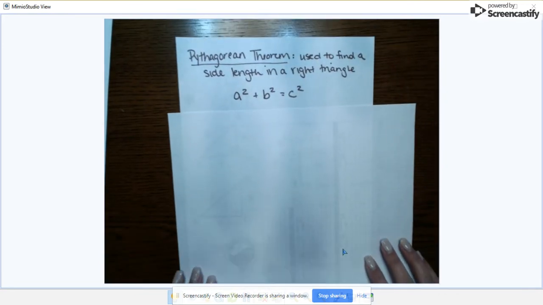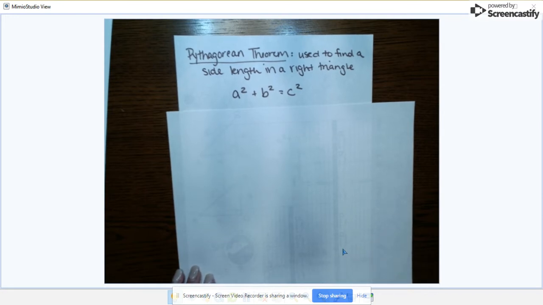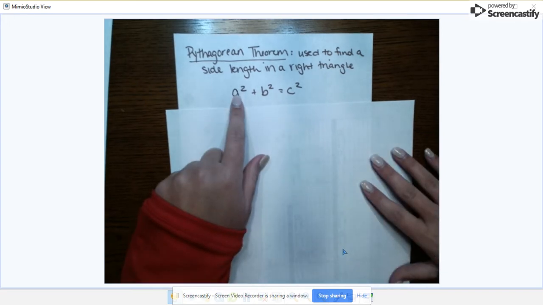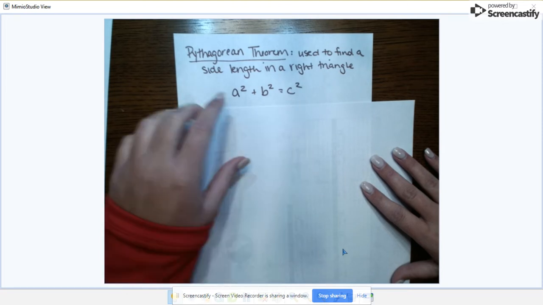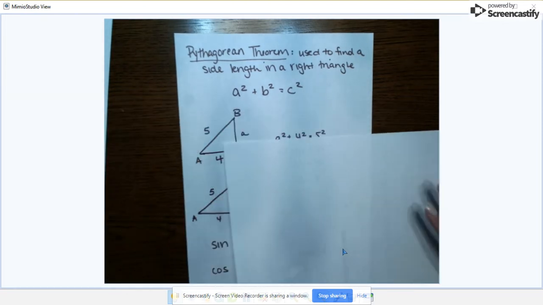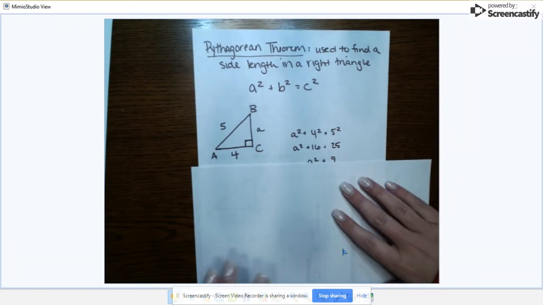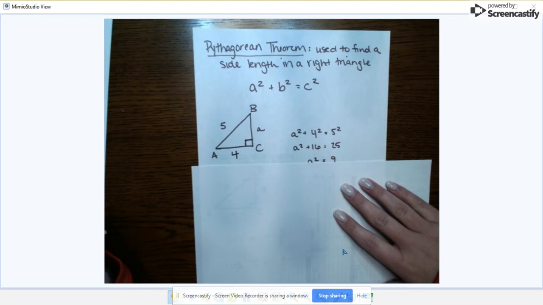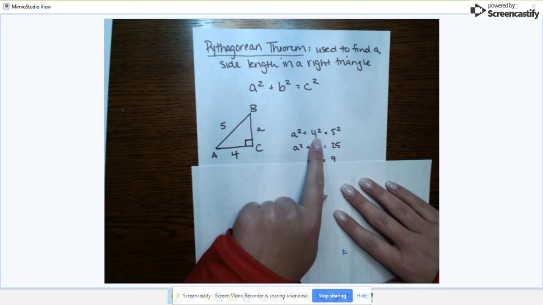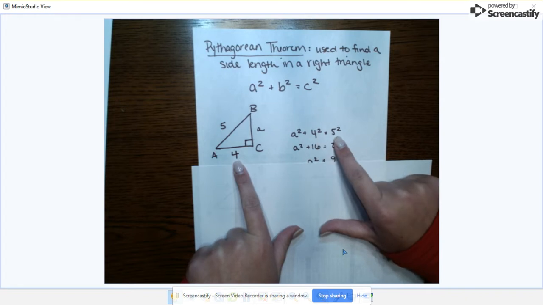Sometimes we won't have all three side lengths, and in a right triangle we can use what we call the Pythagorean theorem to help us find a third side length. So Pythagorean theorem is a squared plus b squared equals c squared. Remember, c squared is always that hypotenuse. So here is our triangle. Notice we are missing this side length, so we can go ahead and solve for little a. Well, we know a squared plus b squared, b is 4. So a squared plus 4 squared equals our hypotenuse squared.